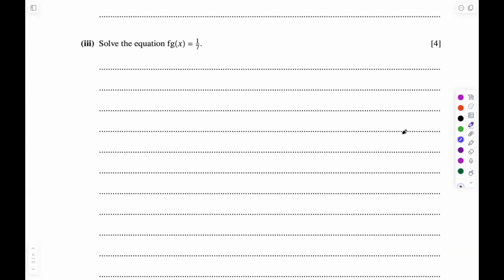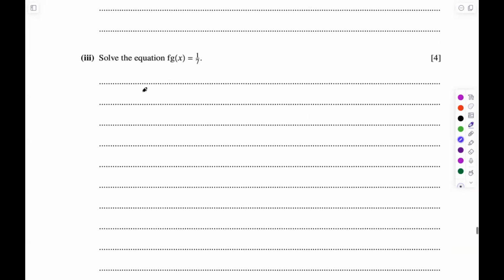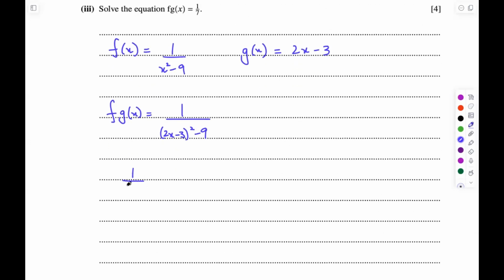In part 3, we have to solve the equation fg of x is equal to 1 upon 7. Now we know that the function f of x was 1 upon x squared minus 9, and the function g of x was 2x minus 3. So to find fg of x, in the first step, in place of x in the function f, we will write the function g. So that will be 1 upon 2x minus 3 whole squared minus 9, and as we have to put it equal to 1 upon 7, it will be equal to 1 upon 7.